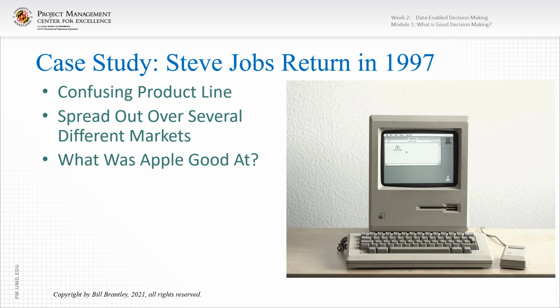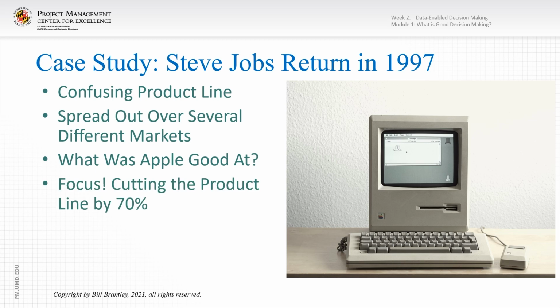What was Apple good at? What was Apple known for? And how can it regain what it was known for? So that's a great question and a great way to define the problem so that you can focus on how to solve that problem. So the first thing that Steve Jobs did was cut the product line by 70%.